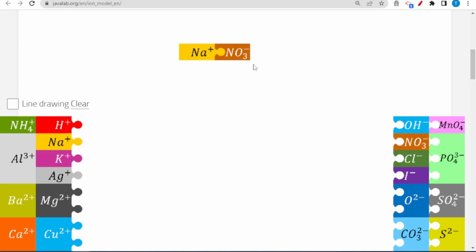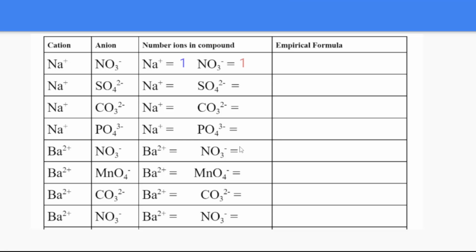So this formula is really easy. We have one sodium and one nitrate. So you write the formula as NaNO3. One sodium, one nitrate. Remember, we do not include the charges in the formula.